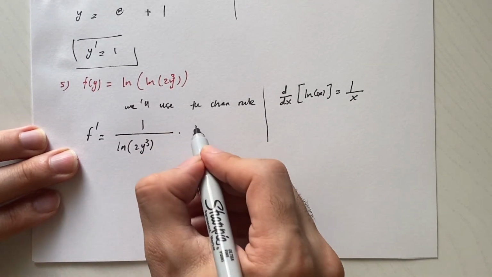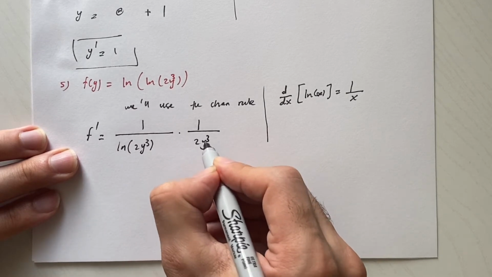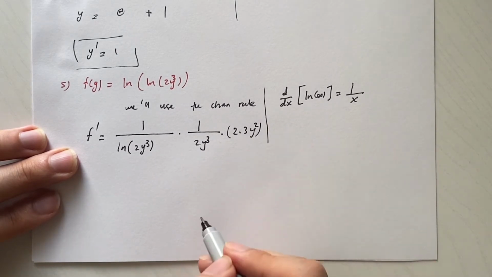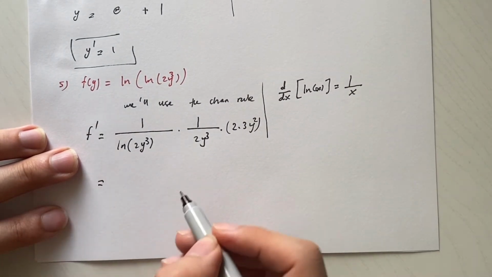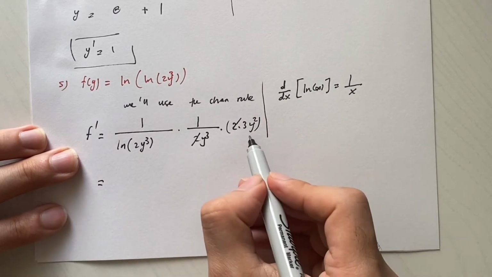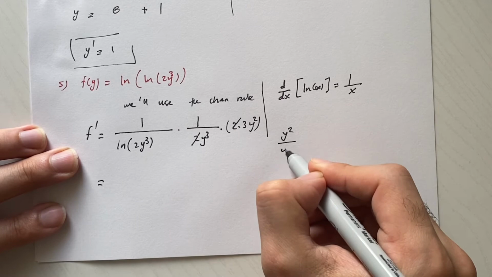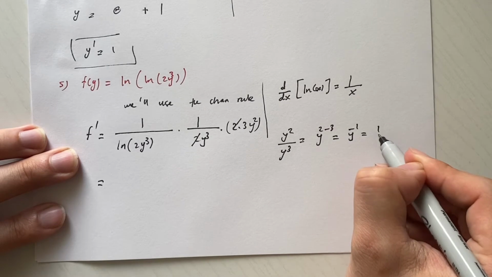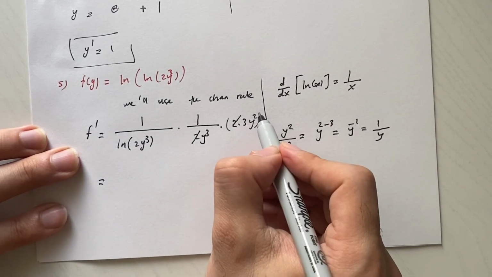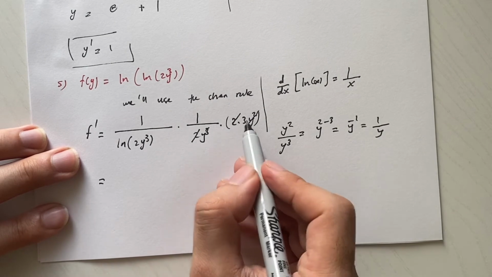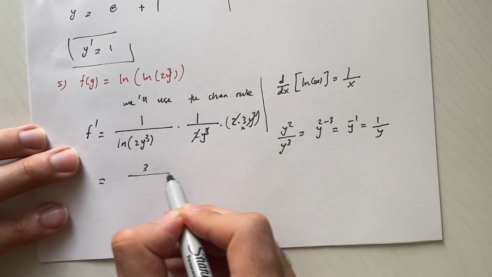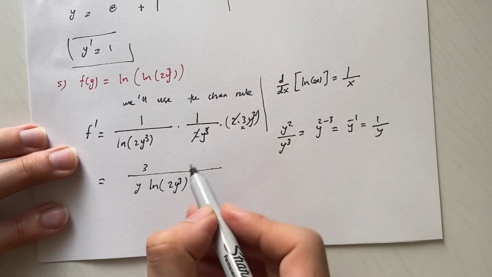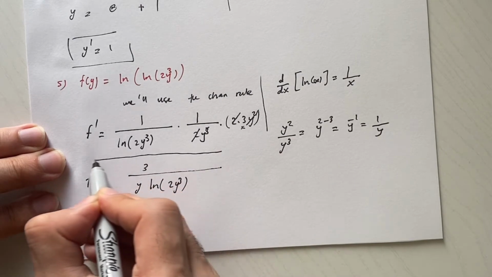And then I'm gonna take the derivative of the inside, which is natural log again, but gonna be over 2y cubed, and then the derivative of the inside again, which is gonna be 2, which is a constant, multiplied by 3y squared. Then I'm gonna simplify here. Now I'm gonna bring the 3 in the front, then I'm gonna bring y to the front, and then natural log of 2y cubed, and that is the resulting derivative.